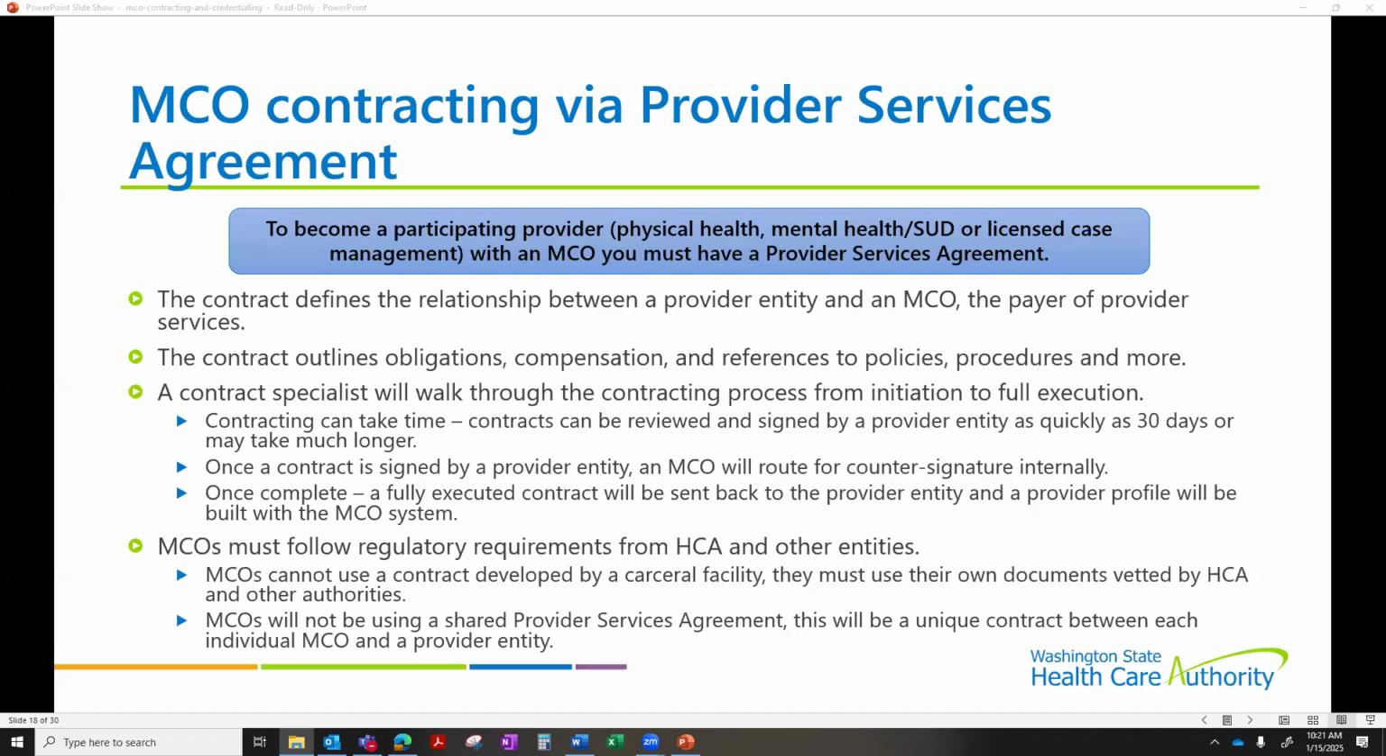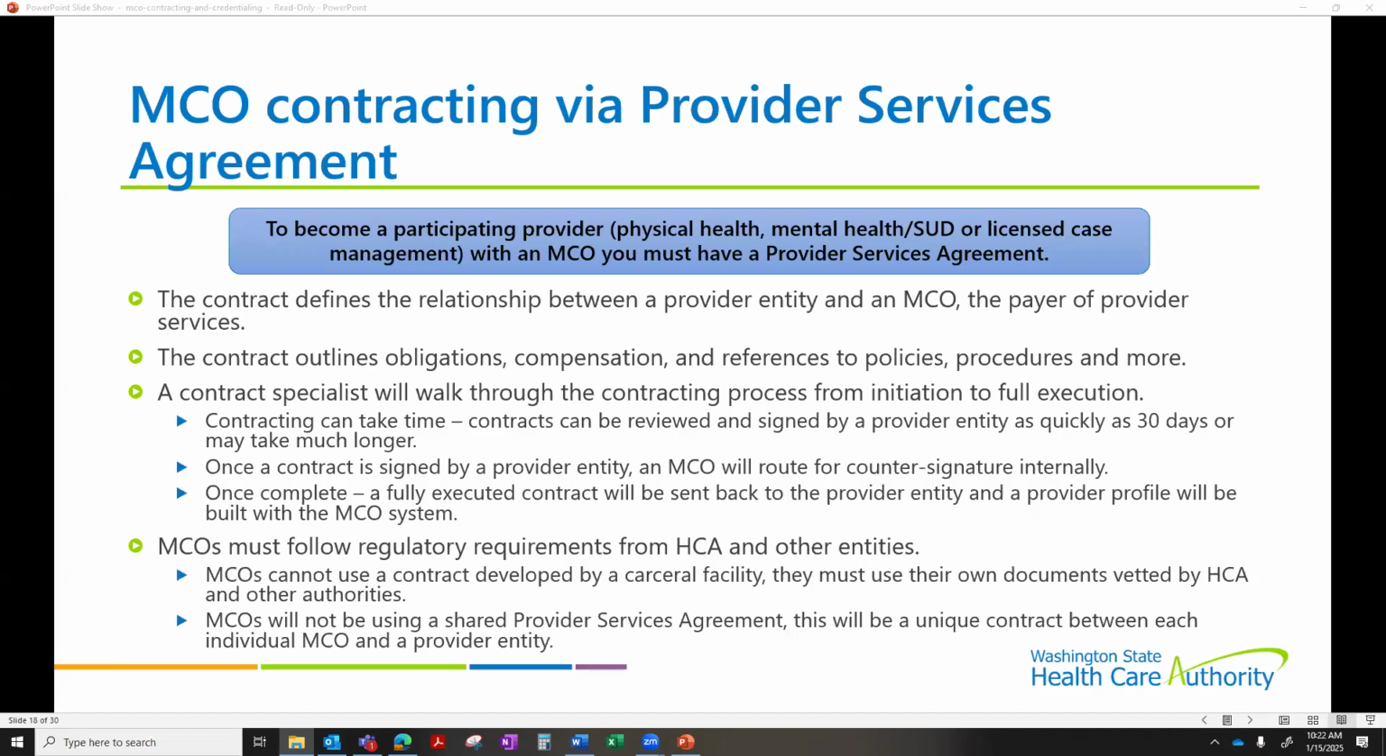While contracting can sometimes be completed in as quickly as 30 days, it's important to note that timelines may vary depending on the specific circumstances. Additionally, I do want to call out that MCOs must adhere to regulatory requirements from the healthcare authority and other entities. As such, we are unable to use a contract developed by a carceral facility. Instead, we must use our documents that have been vetted and approved.